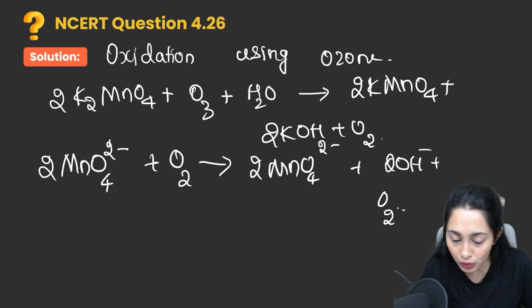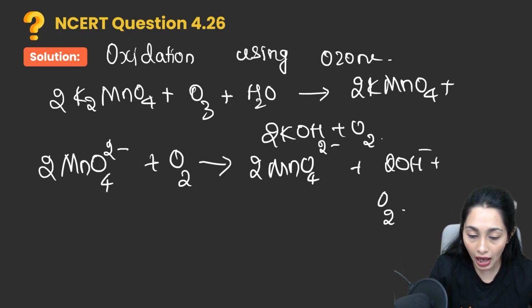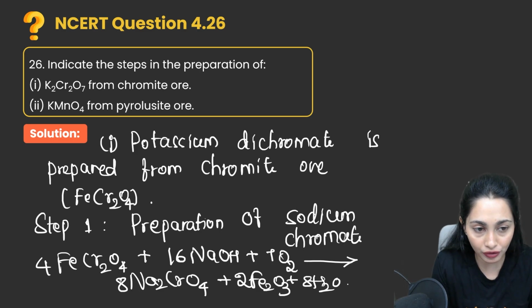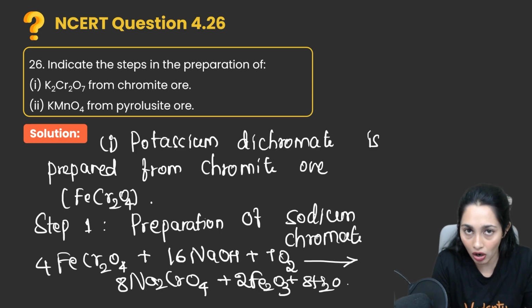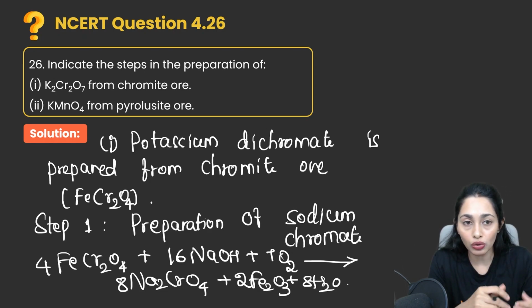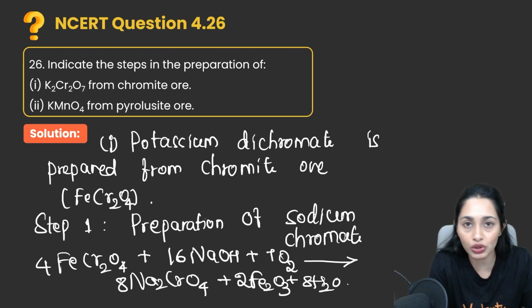So if they ask you to explain how this permanganate is produced from pyrolusite ore, you can either make use of electrolytic oxidation or by using oxidizing agent chlorine or ozone. Okay, so you can choose to write either one of these. You don't have to write all of these. Whichever suits best for you, whichever is easy for you.